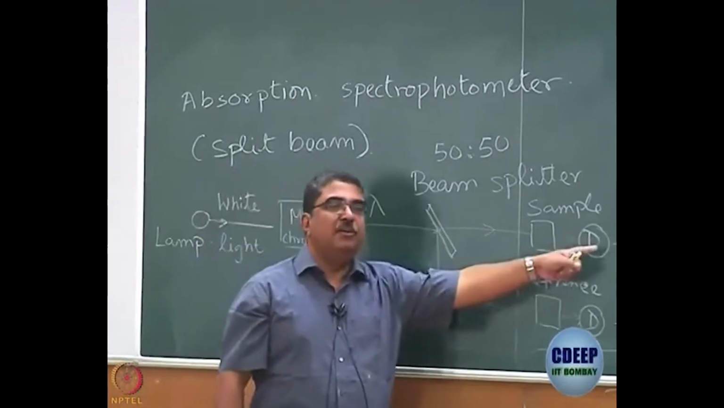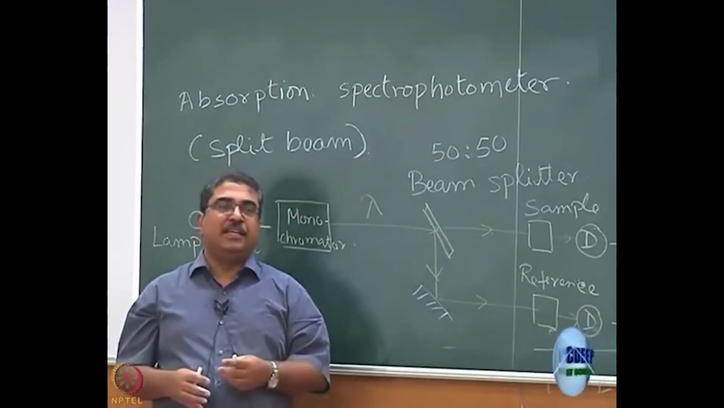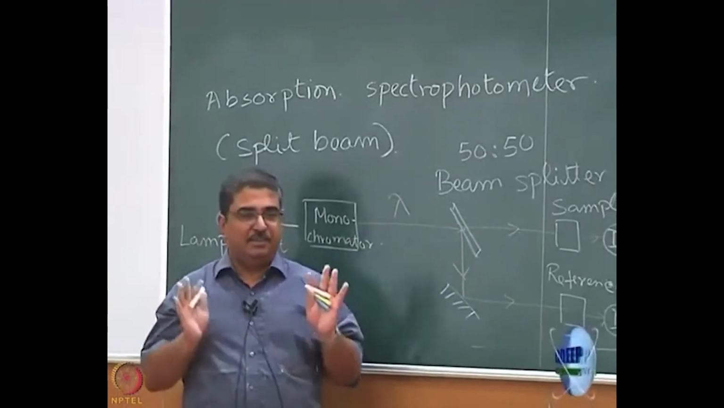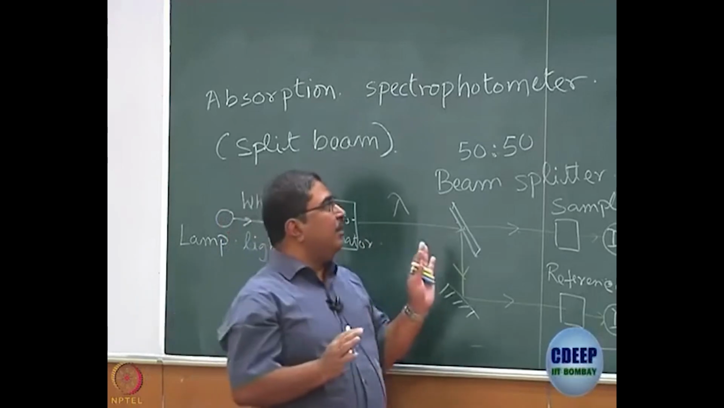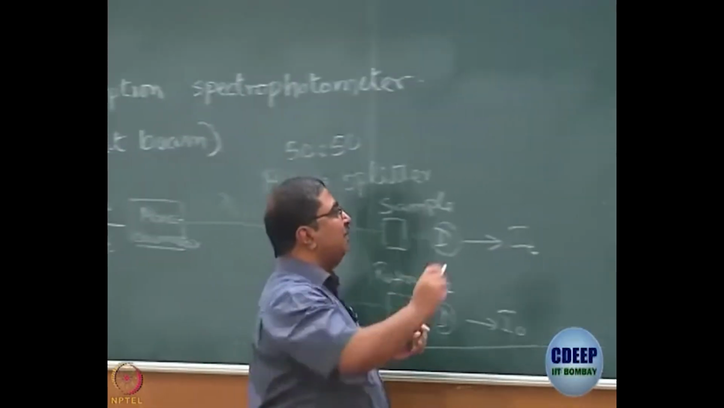Okay. So, from here you get IT, from here you get I0, and then the computer processes the data and gives you an output of absorbance right away. Okay. This is a schematic of an absorption spectrophotometer. What about an emission spectrophotometer?